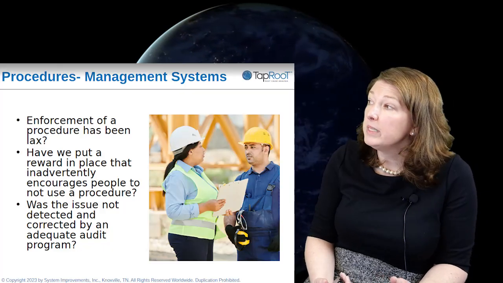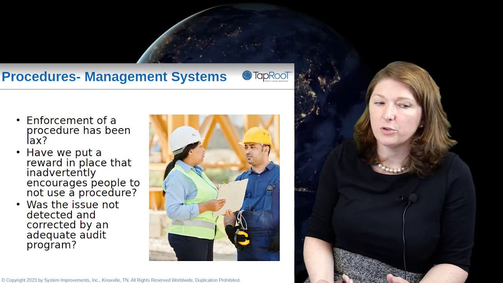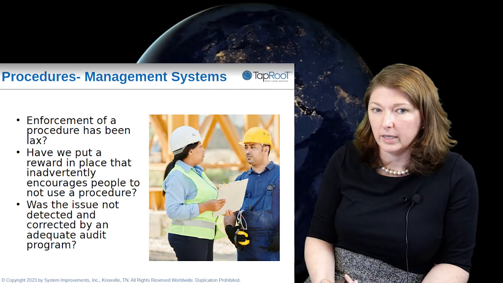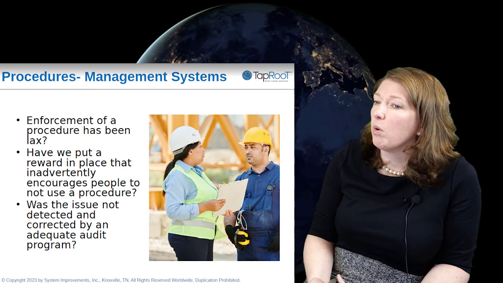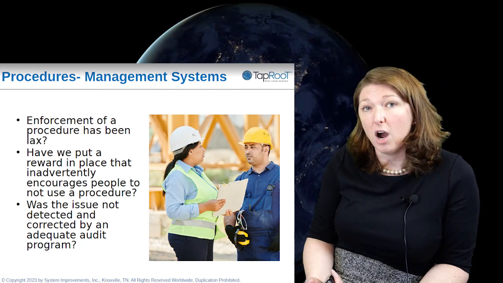Right. Okay. So when you're looking at your management system and potential issues, you're going to start asking the questions in the dictionary, and you're going to start digging into things like enforcement of the procedure. Has it been lax? Are managers and supervisors just turning a blind eye to people not doing a procedure correctly? You're going to want to look at things like, have we put a reward in place that inadvertently encourages people to not use a procedure? And you think about things like production goals.